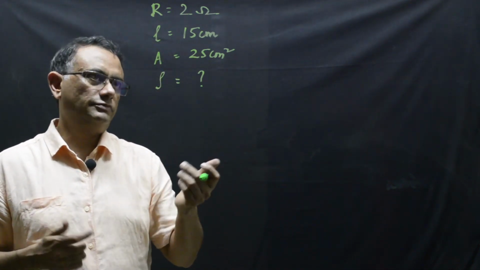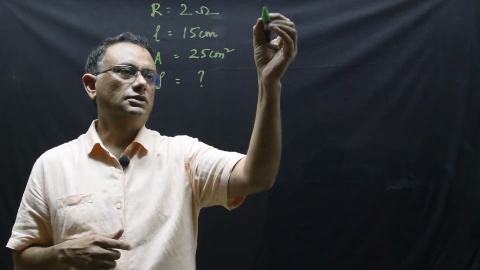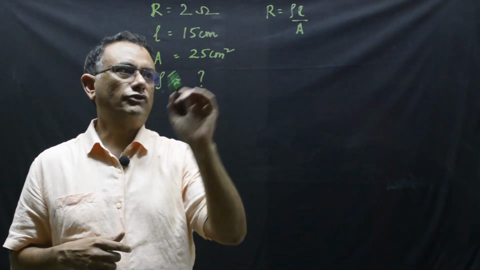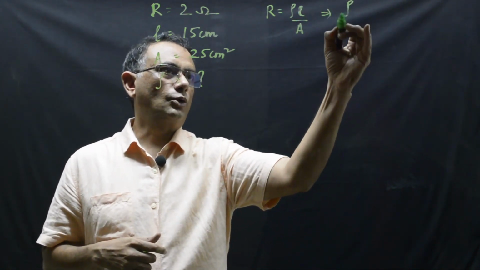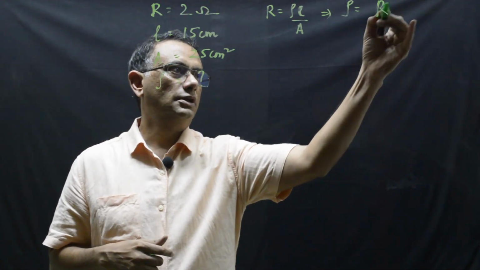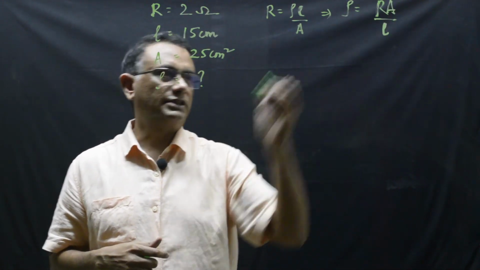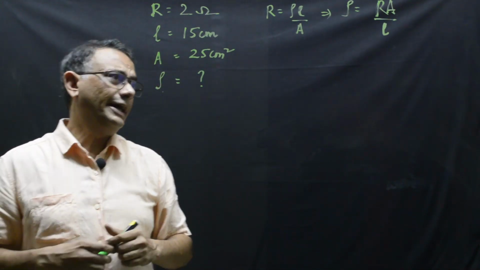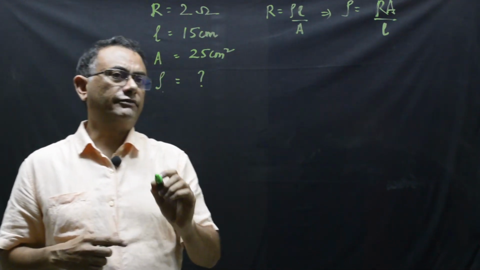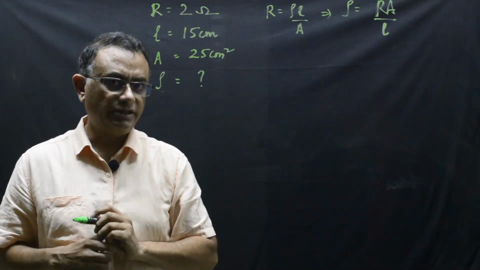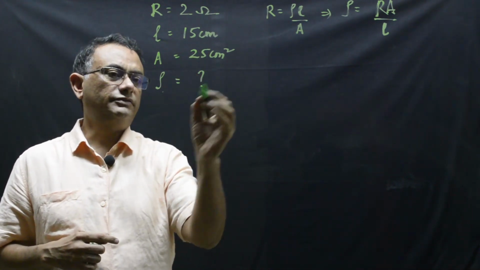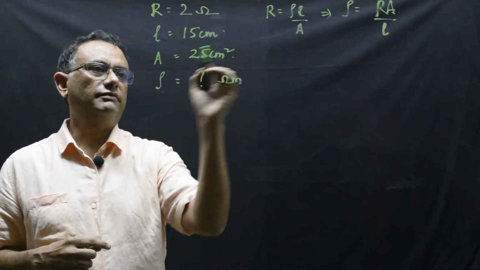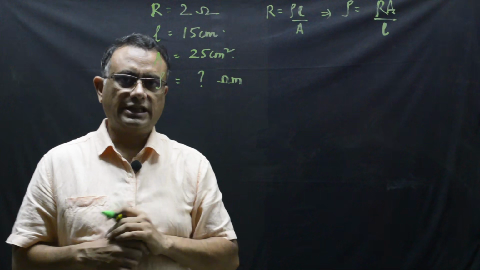As discussed, we will use the same formula, R is equal to rho L by A. Here we want to find rho, which means that rho is going to be R into A by L. So we rearrange the things and we get this. One thing to be careful about is that length is given in centimeters, and the unit of resistivity is going to be ohm meter. Therefore we have to convert both these units into SI units, meters.